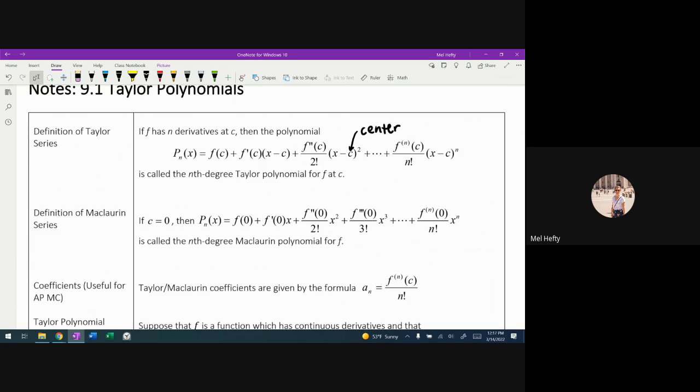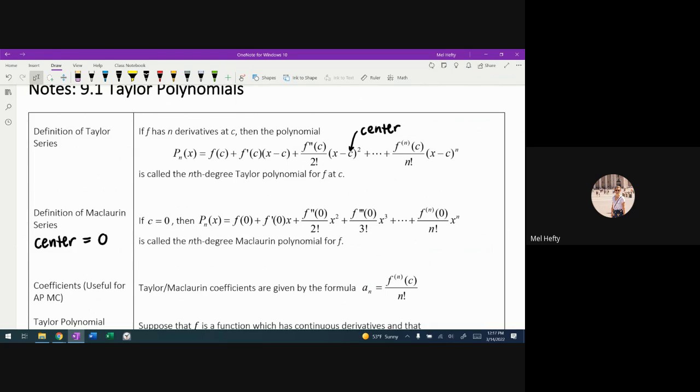C is 0. So notice all of the x minus c's are now just like x squared. So the funny story in my head, I'm pretty sure this is not how it happened, is that Maclaurin was like, I see your work, Taylor. I'm going to plug in 0 and I'm going to name it after myself. So literally the only difference is that the center is 0.